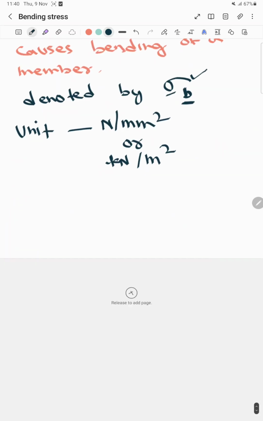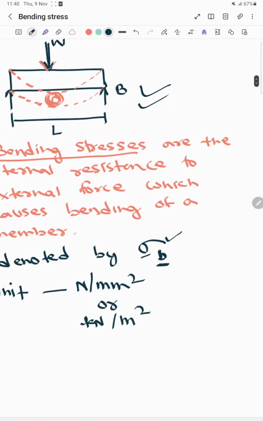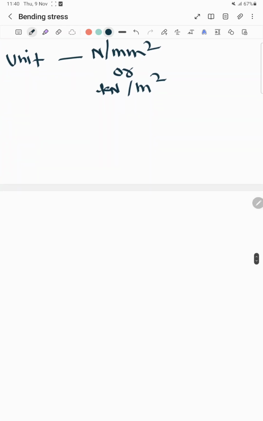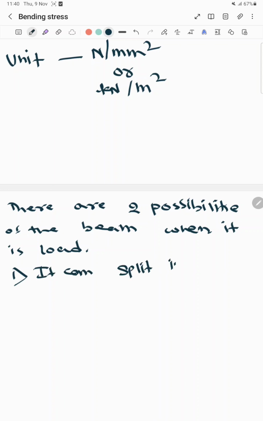Now, here, suppose if we see in this beam, there are two possibilities of the beam when it is loaded. Okay, the first one is it can split into two parts.